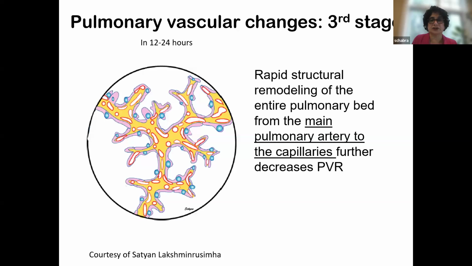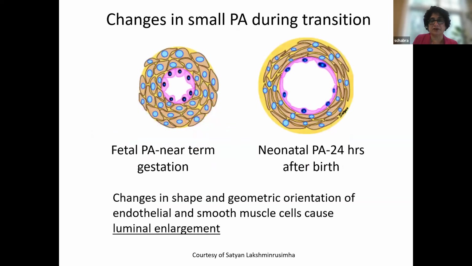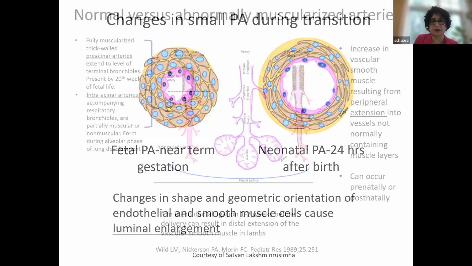And within 12 to 24 hours, there is rapid structural remodeling of the entire pulmonary bed, from the main pulmonary artery to the capillaries, to reduce the pulmonary vascular resistance. And here you can see the difference in the fetal pulmonary artery and the neonatal pulmonary artery after birth, which is nice and big.